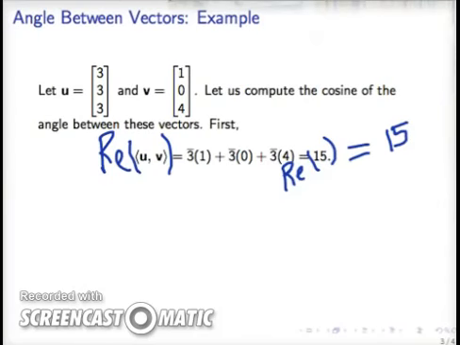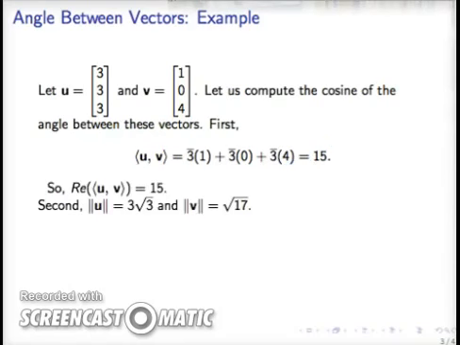What we find is that in this case the inner product has 0 imaginary part. In other words, the real part of the inner product is the real part of 15, which is the number 15, so we write that there. The norm of the vector u in this case is 3 times square root of 3, and the norm of vector v is square root of 17.